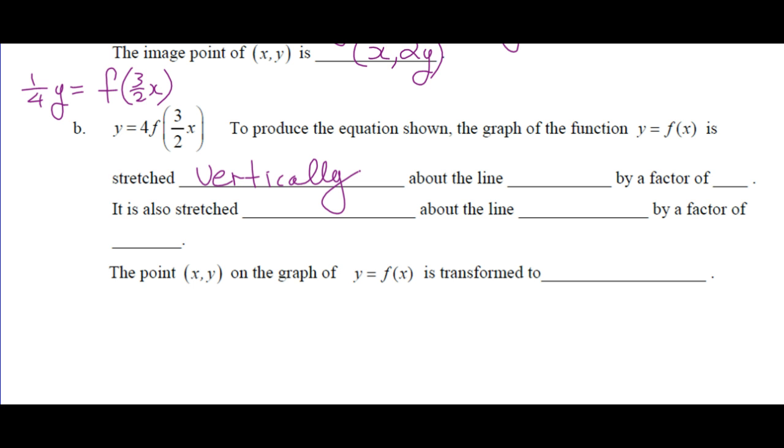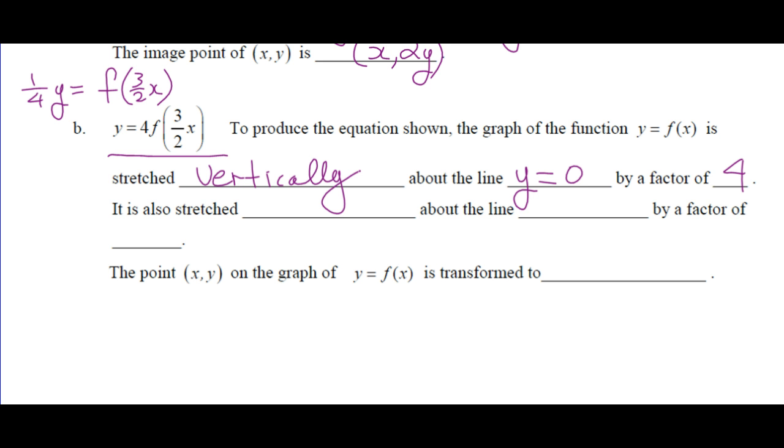About the line y equals 0 by a factor of 4. So I look at that and say, oh, factor of 4. Thank God it's over there, because that's what it says. It just makes it 4 times bigger, right? You think order of operations, you'd really go horizontal first, right? Because you would take the x, multiply it by 3 halves, take that number, stick it into the function, get some y value out, and then quadruple it. Okay, but it doesn't matter which order it goes in.